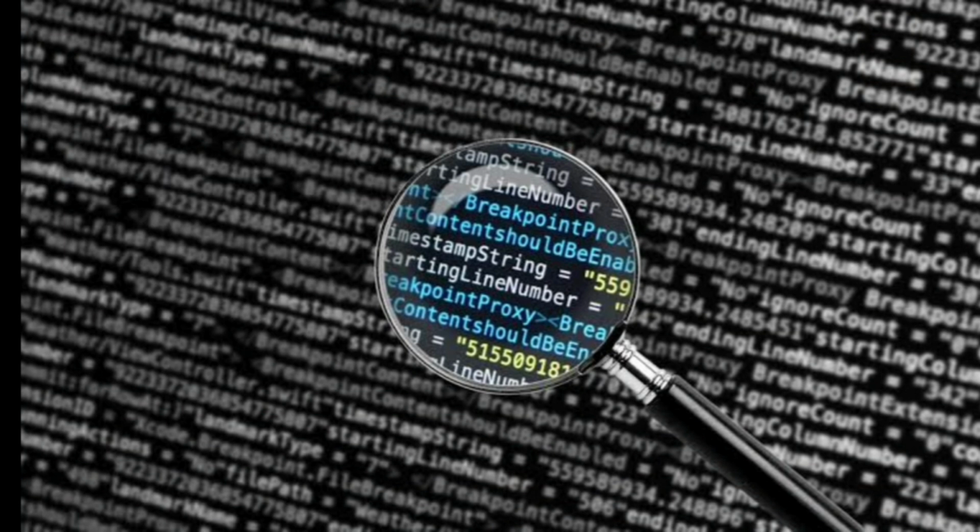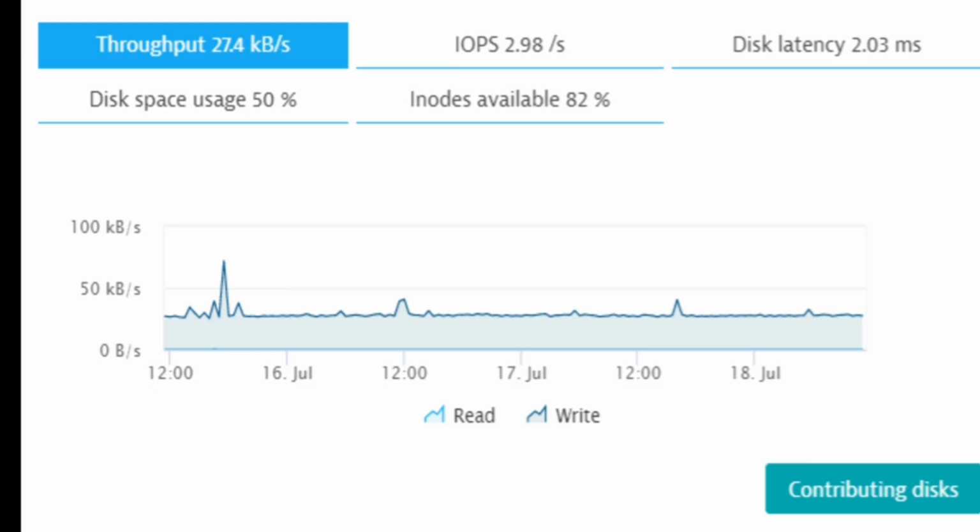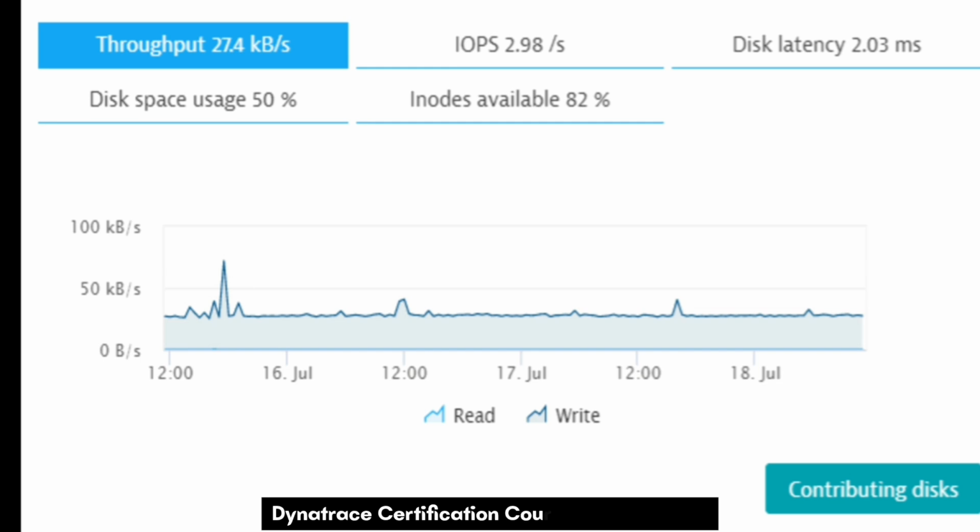Metrics are numerical values that provide insights into the performance and health of your system. They are typically collected at regular intervals and can include data such as CPU usage, memory consumption, disk I/O and network latency. In Dynatrace, metrics help you monitor the overall state of your infrastructure and applications.